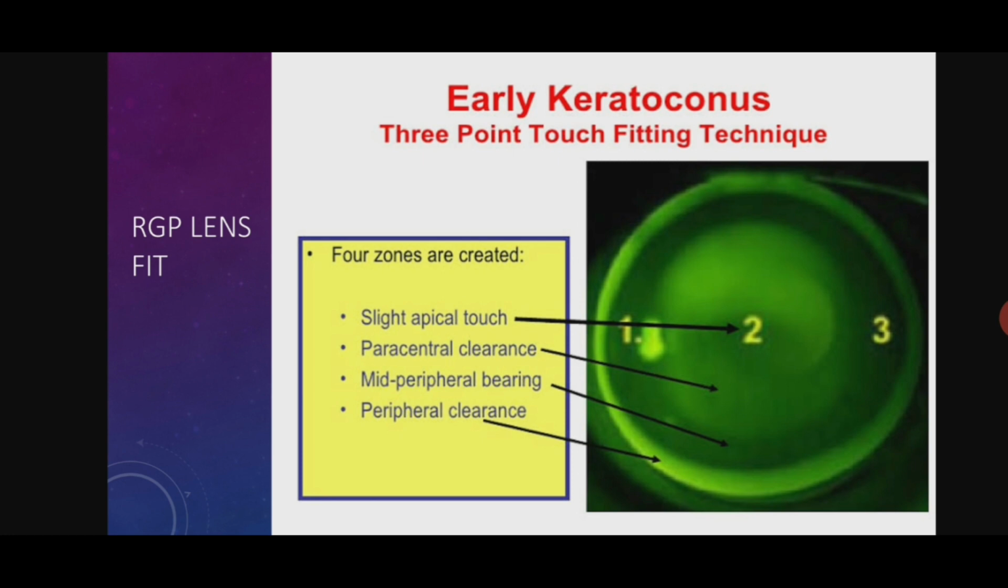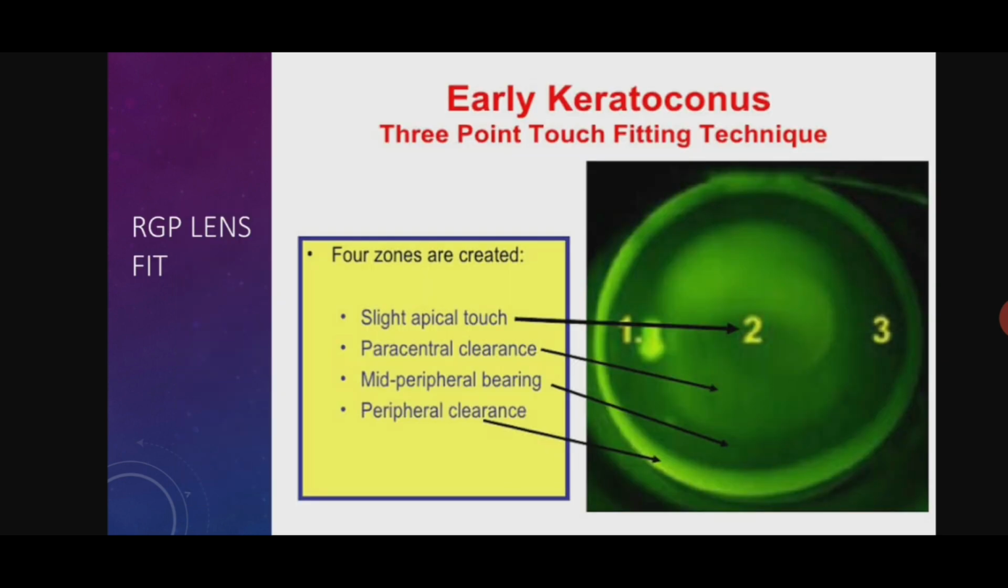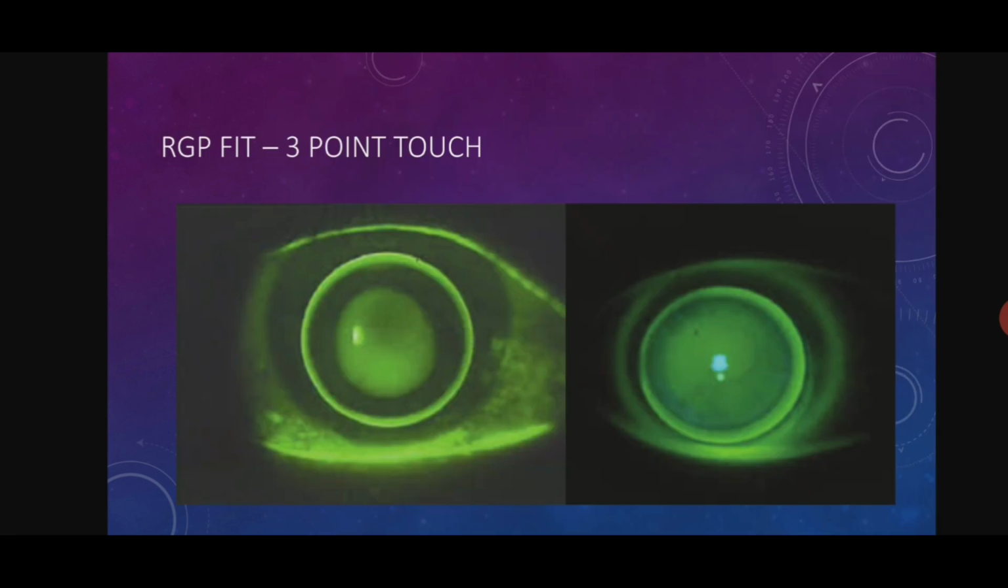Here you can see this 3-point touch, this area, this is very important for a keratoconus fit. You can even go for a steeper fit, that is okay, but never ever go for a flat fit for a keratoconus eye. In case of a normal cornea, we get a diffuse pattern, as you can see on the right side, but for keratoconus we generally get a 3-point touch. That is important, and we should keep it in mind while fitting a keratoconus eye.